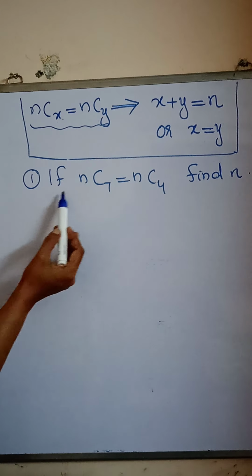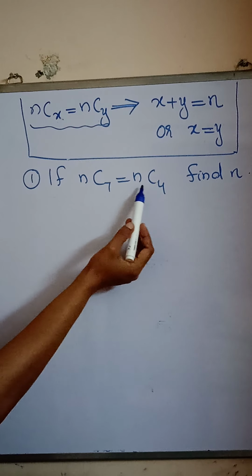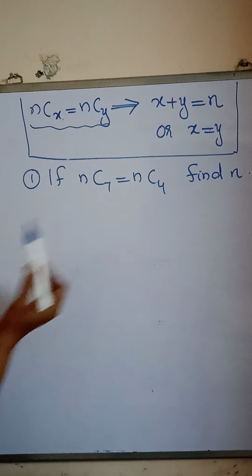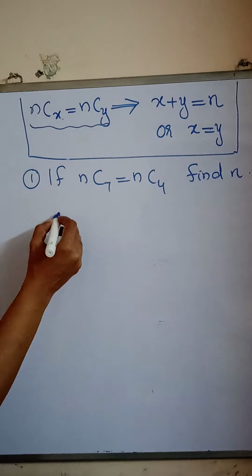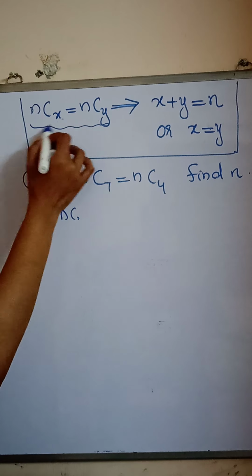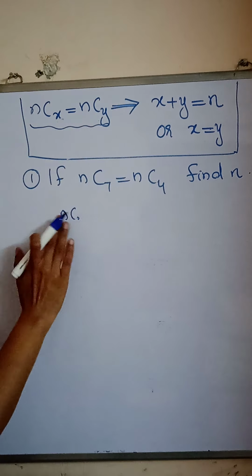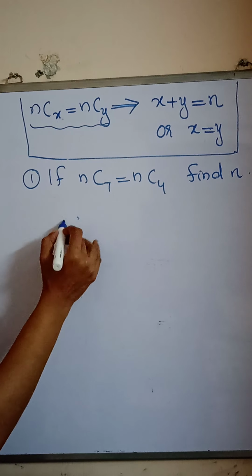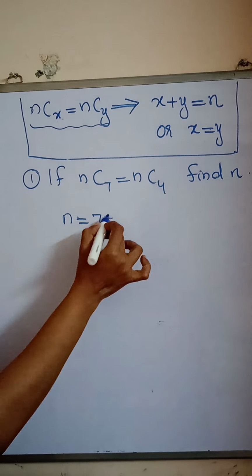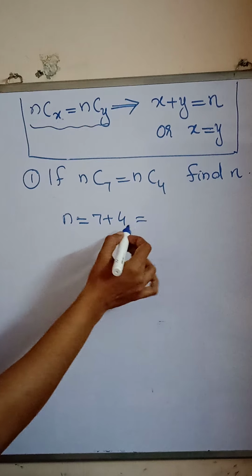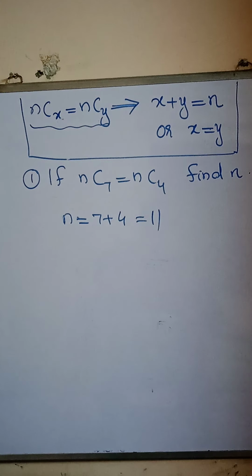Problem: if nC7 equals nC4, find the value of n. We know that nCx equals nCy implies x plus y is equal to n. So here n is 7 plus 4, that is equal to 11. So n is equal to 11.